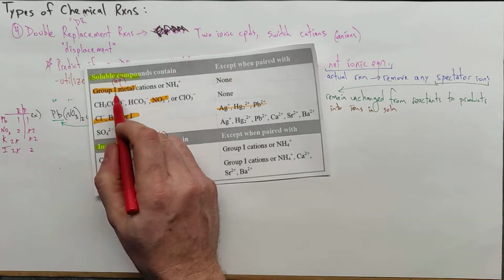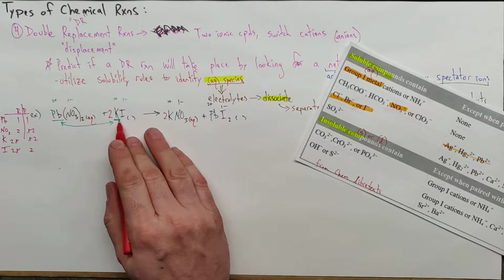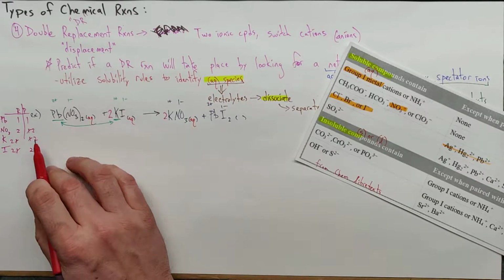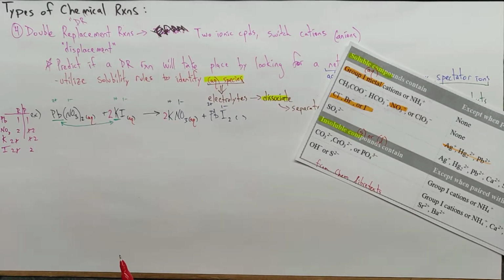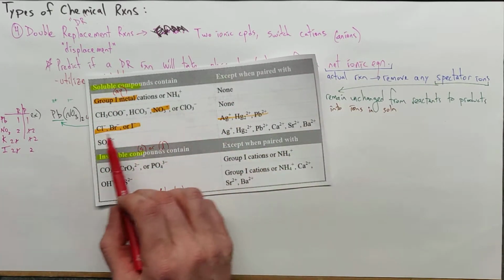Then I'm going to look for group 1 metals or chlorides, bromides, and iodides. And as I look here, potassium is in group 1 of the periodic table. It's a group 1 metal, so that's going to be aqueous. And then I've got all of these taken care of. Nitrate or potassium would have told me aqueous. And then I've got lead and I've got iodide. So no rules about lead or iodide.